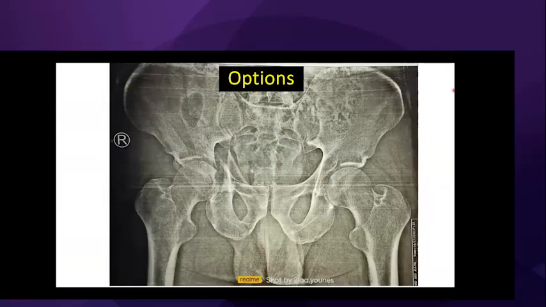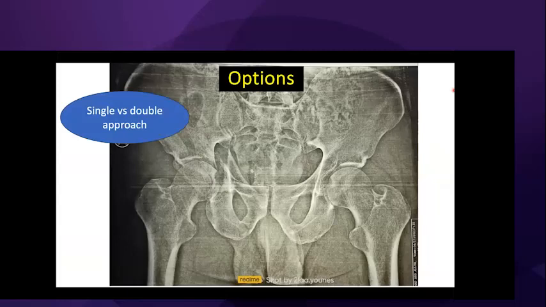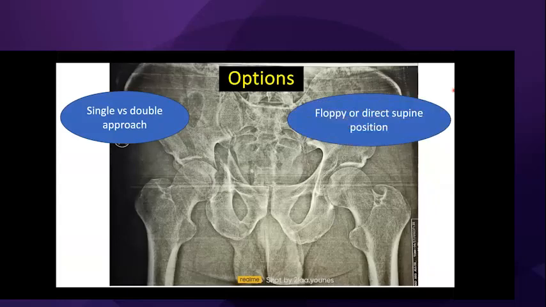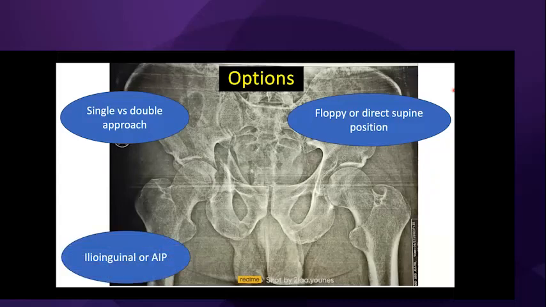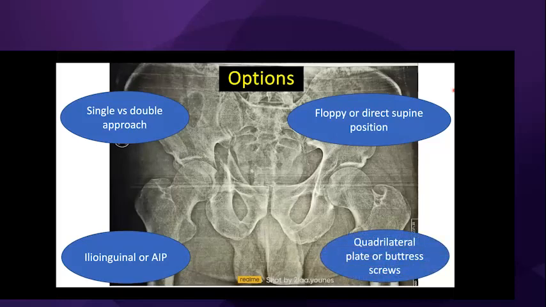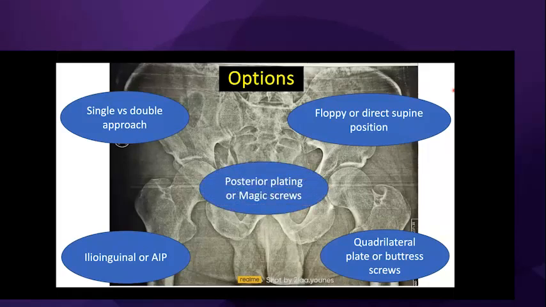A lot of options already exist. A single or double approach. Floppy position or direct supine position, then direct prone position for the posterior approach, ilioinguinal approach for the anterior approach, or AIP, a quadrilateral plate for the quadrilateral fracture, or buttress screws. The posterior column should be plated, or magic screws will be enough.